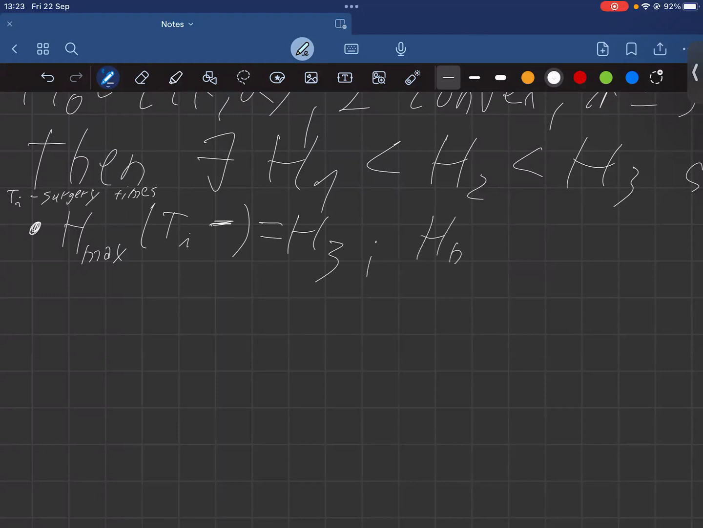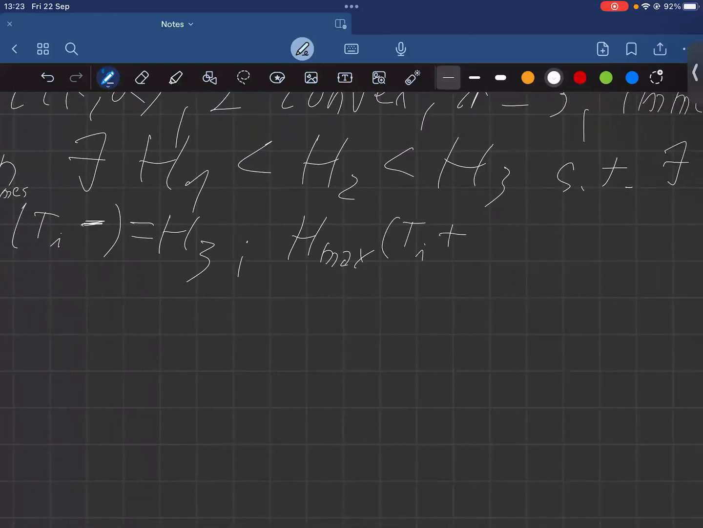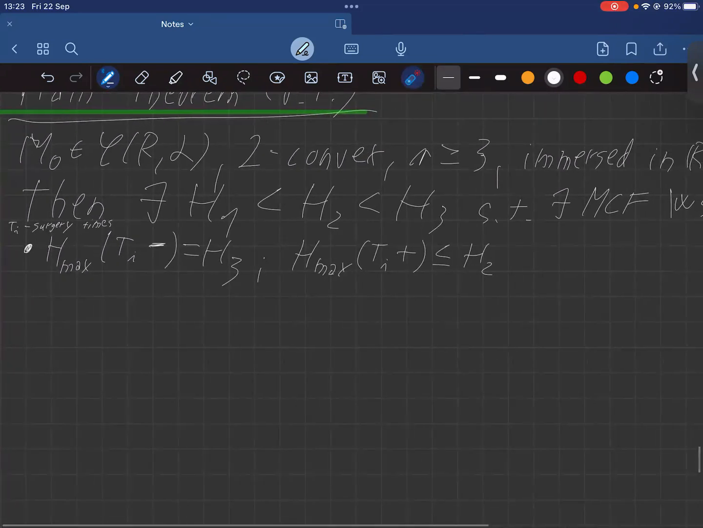And the maximum mean curvature at the time of the surgery, after the surgery, is smaller than or equal to H2. So that's where we are using these two constants. And this is great, because we can ensure that after each surgery, the maximum mean curvature drops from H3 to H2, which are not the same. This gives us a bound on the time between the surgeries, because the curvature has to accumulate from H2 to H3. So there's actually a uniform bound between the surgery times.